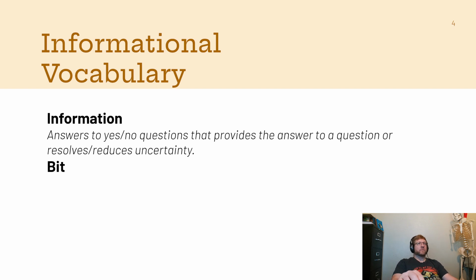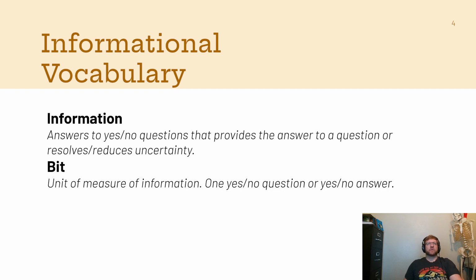So a bit, we always talk about bits and bytes and megabytes and all that stuff. In this case, a bit is a unit of measure of information. It is one yes no question or one yes no answer. Okay? If I say the word 32-bit integer, that tells you I have 32 yes or no questions or 32 yes no answers about that number.